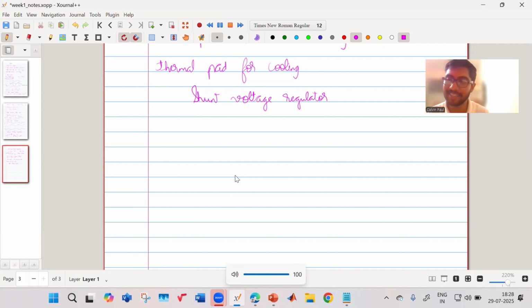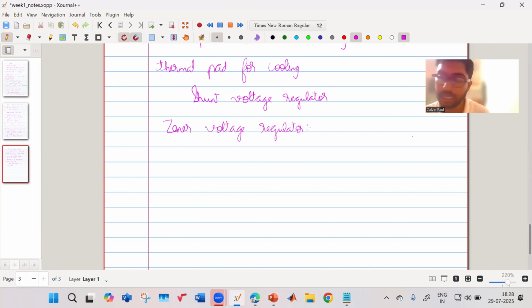Please make it interactive. Okay, then a Zener voltage regulator. Yes, we have a Zener voltage regulator, and it is used a lot in circuits. How it functions is it works as a clamping mechanism.